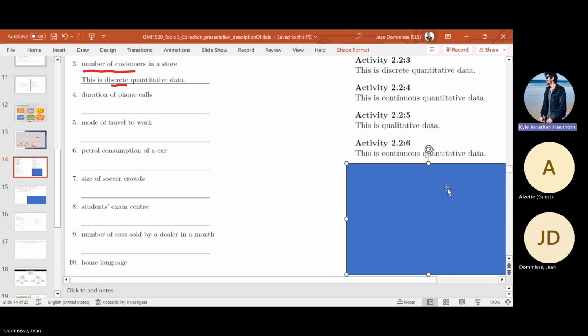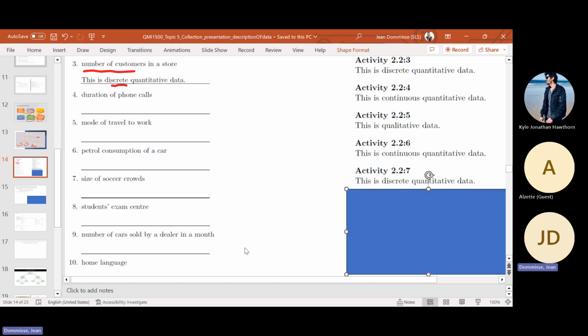I'm not sure about this one. I would have also gone with discrete. So, yep. In this case, does this mean that, like you used earlier, we can't have 1.6 people in a shop? That was for continuous. Exactly.